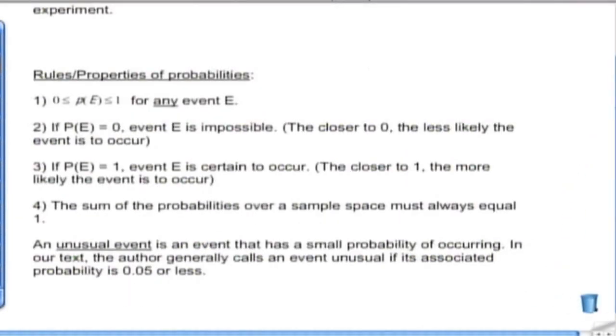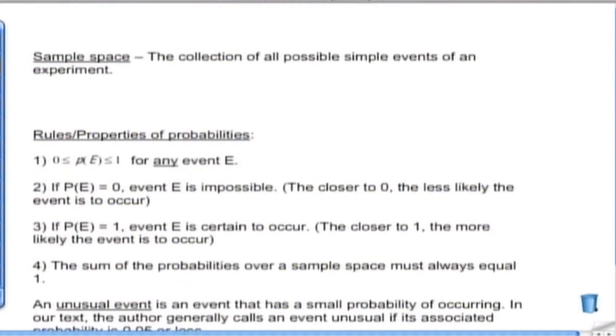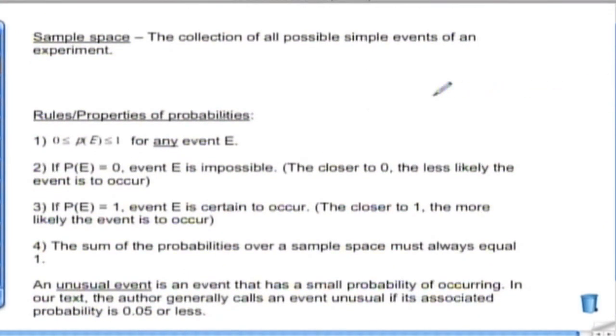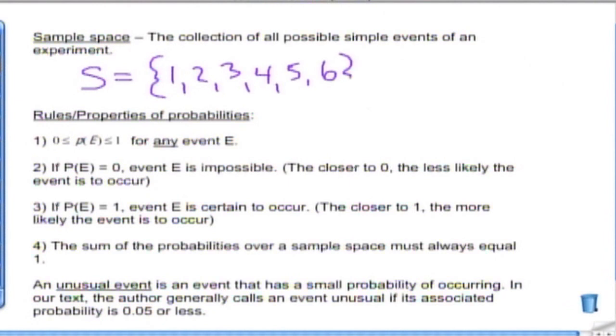Okay, so let's see. A sample space would be the collection of all possible simple events of an experiment. So let's say if we're going to roll a die, we might say the sample space is a collection of, and you might write that as a set, getting a 1, a 2, a 3, a 4, a 5, or a 6 when the experiment is performed. And if you were going to flip a coin, the sample space would look like head or tail, something like that. Okay?